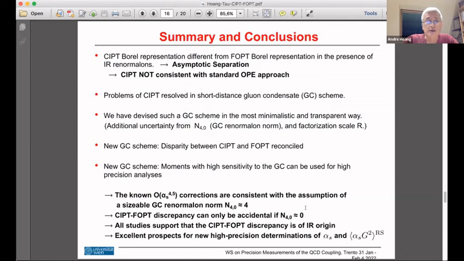And all studies actually support the CIPT, FOPT discrepancies being of infrared origin. Anyway, I believe that this opens up new doors. And that means that new high precision determinations can be done, also using CIPT, because I believe it sometimes really converges way better, with the usual arguments which Tony made, but not the original one. Okay, thank you very much.